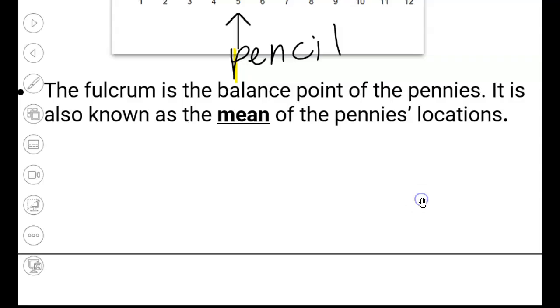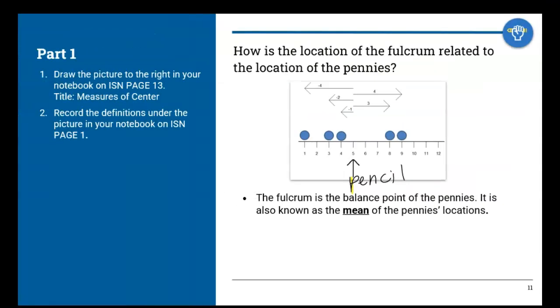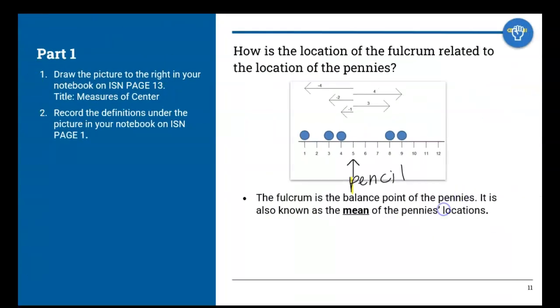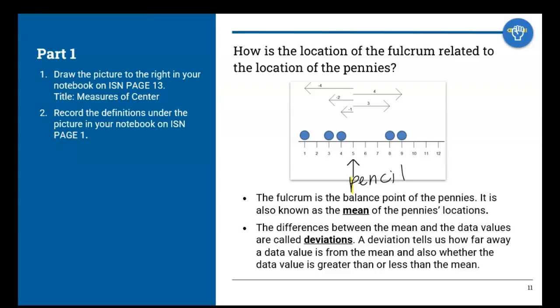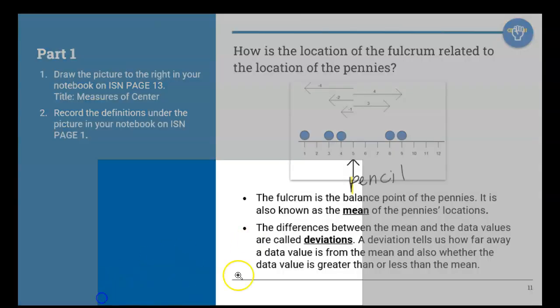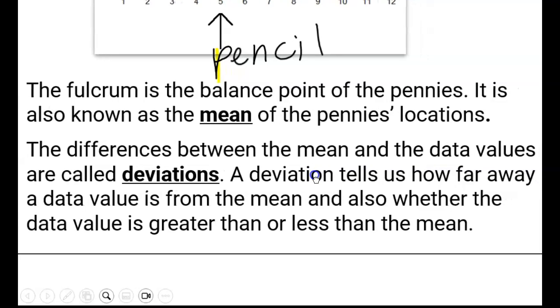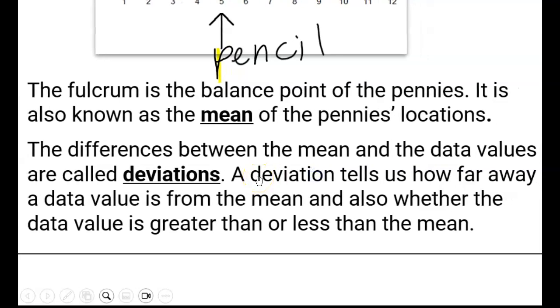Now the next definition is the difference between the mean and the data values are called deviations. Write that down. Everyone's writing. Still write it down. Okay, so what vocab word is here? Deviation, okay? Now, to explain this, while you're writing, I'm going to try to explain this as best as possible.